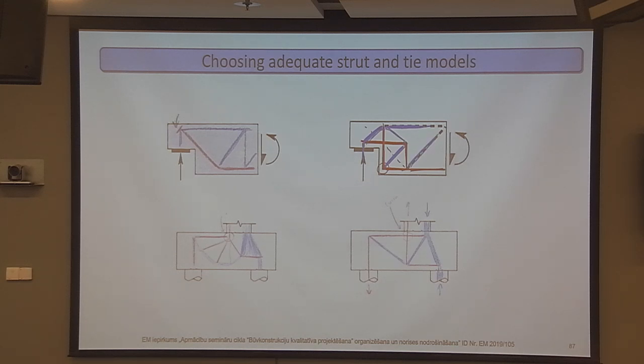So in this way, we would get a solution that is more easily doable, where the reinforcement is not at an angle, and in here we also have more space to anchor this reinforcement.